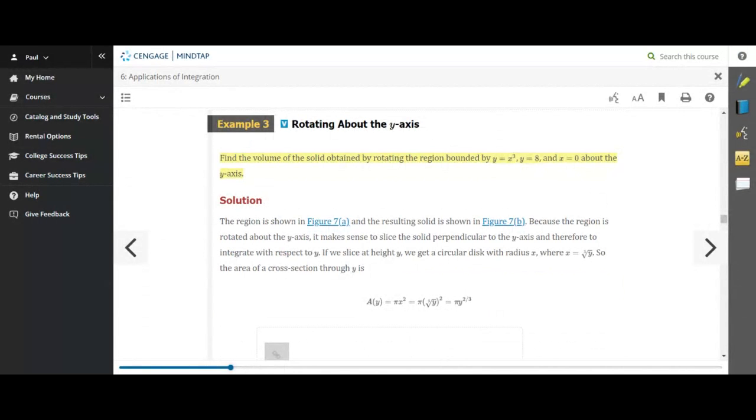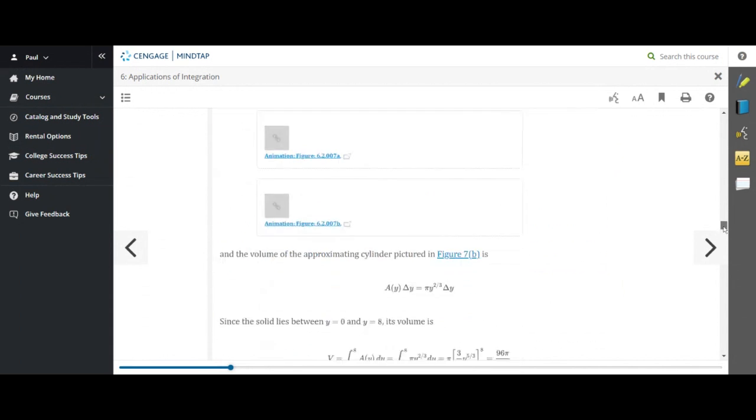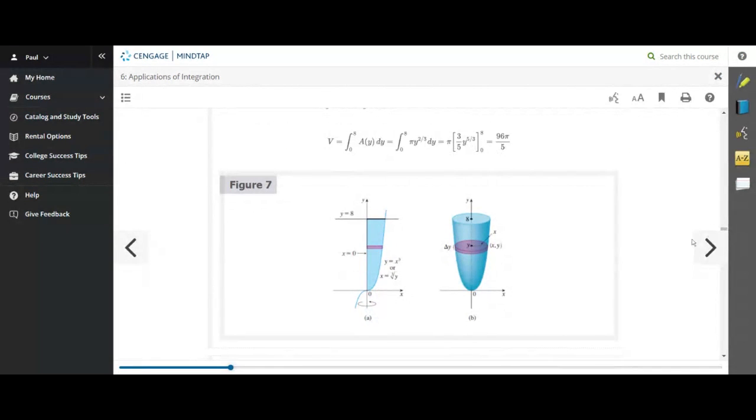Okay, so in example 3, they want you to rotate the region bounded by y equals x cubed, y equals 8, and x equals 0 about the y-axis. Okay, so for that, we just go to figure 7.